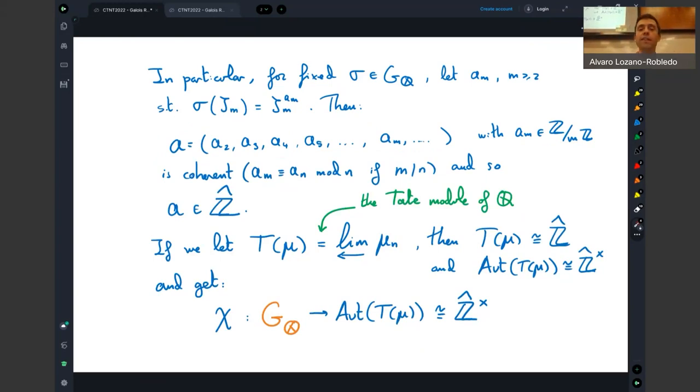Okay, so that is an element. All these powers are an element of Z hat. And then if we let the Tate module of Q, the Tate module of the roots of unity, be the inverse limit of all the nth roots of unity, then this Tate module is isomorphic to Z hat, and therefore the automorphism group is the units in Z hat. And what we get is a super duper Galois representation of Q, which goes into the automorphisms of all roots of unity, so it encompasses all cyclotomic actions, all the actions of the Galois group on cyclotomic units.